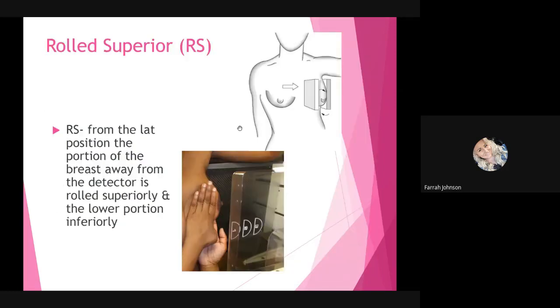Then that brings us to rolled superior. So rolled superior, when you're in the lateral projection, from the lateral position, the portion of the breast away from the detector is rolled superiorly, and the lower portion is rolled inferiorly. Meaning that the medial aspect of your breast is going to be moved up, and the lateral portion that's touching your image receptor is going to be rolled down or inferiorly.